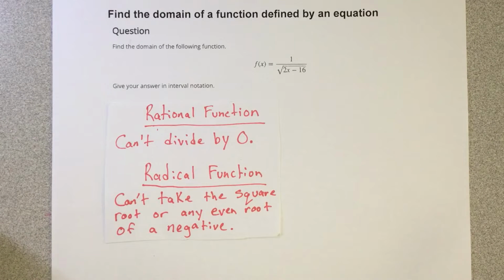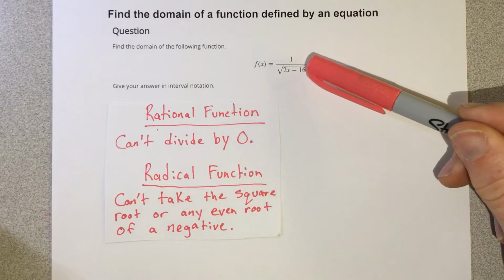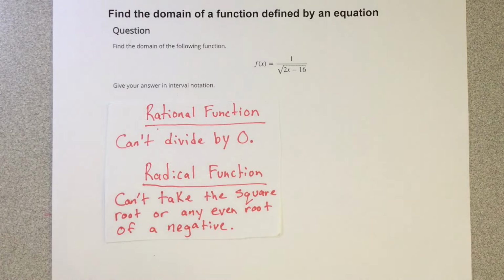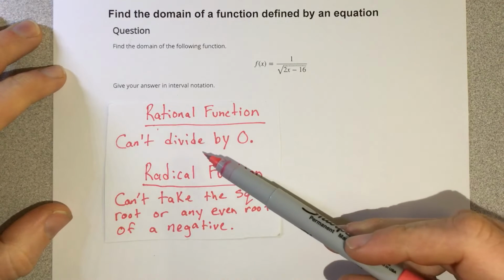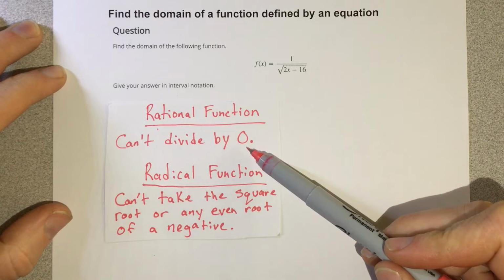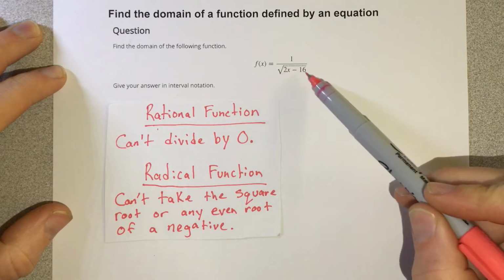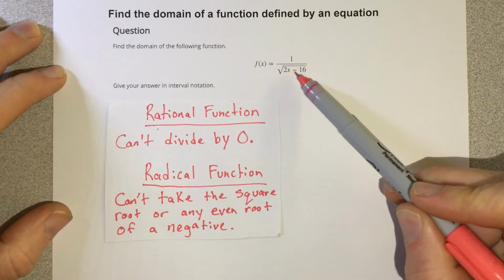In this problem, we're going to find the domain of a function defined by an equation. They give us this rational equation, but inside the rational equation, we have a radical function. We know that a rational function cannot be divided by 0. So this denominator, this root 2x minus 16, cannot give us 0.